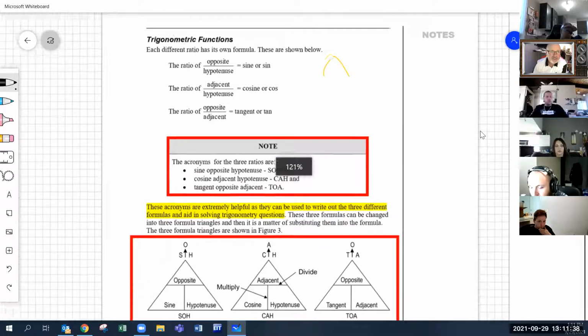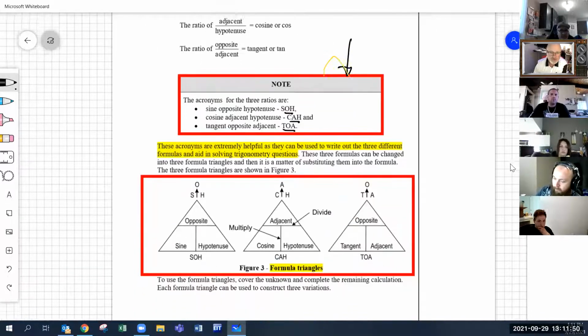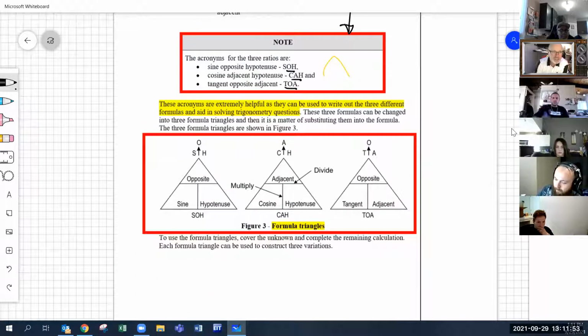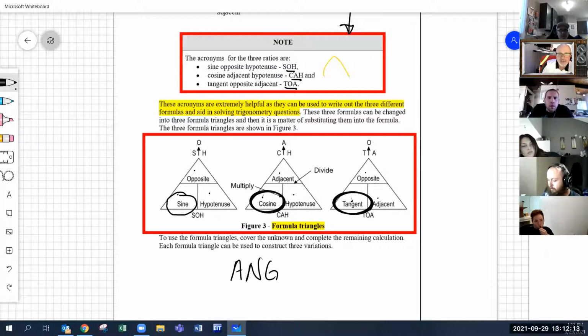Now, in trigonometry, we have a certain amount of functions, and this is easy to remember. We could use SOHCAHTOA, and we could draw the formulas just like this. So, S-O-H, C-A-H, and T-O-A. Now, anytime we're talking about the sine, the cosine, or the tangent, this is always the angle.